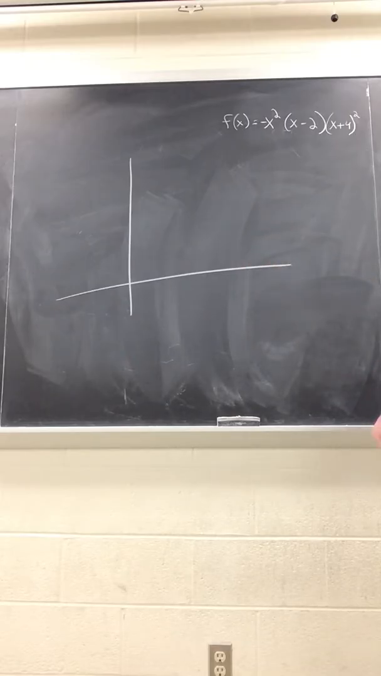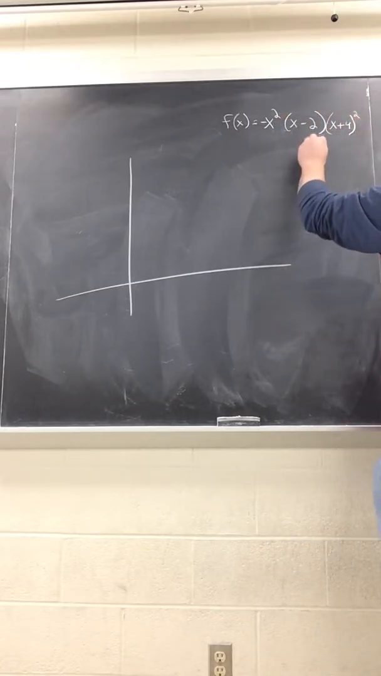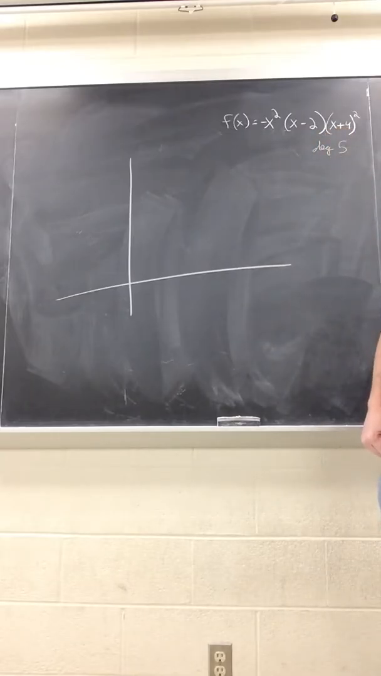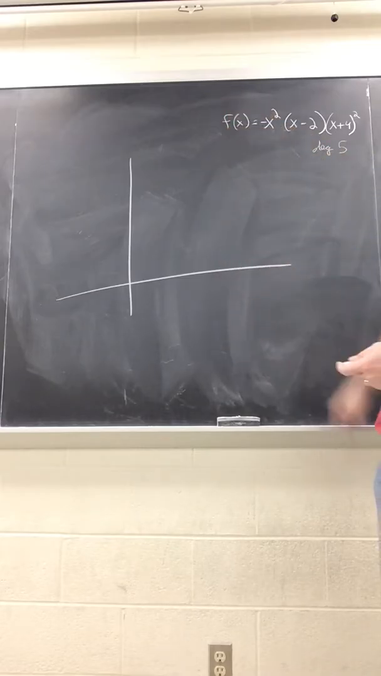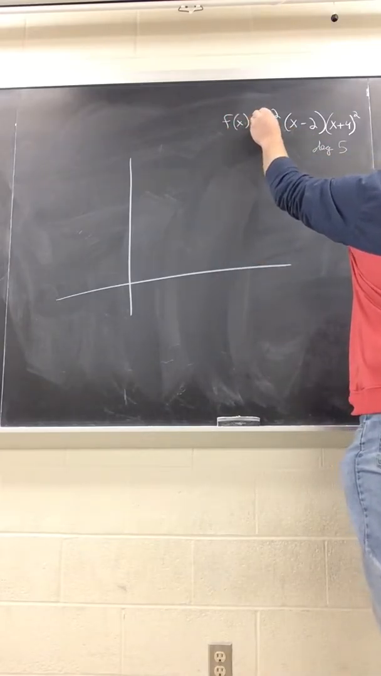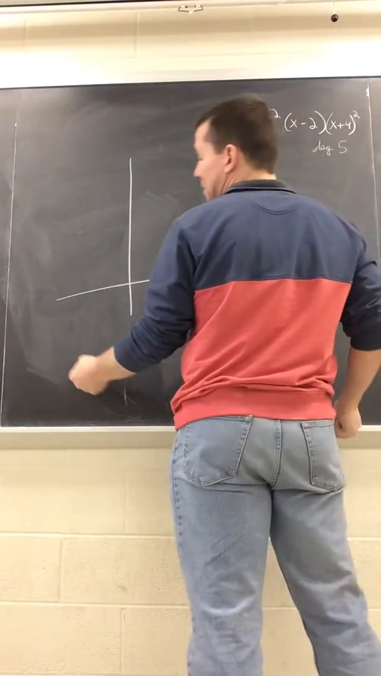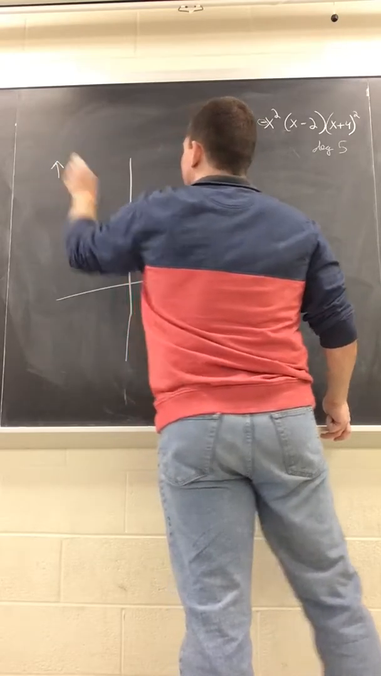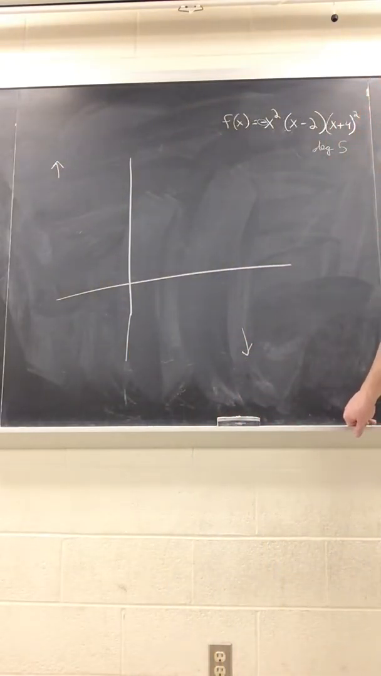So for this one, first off, find the degree. Count the powers of x. There's 2, there's 1, there's 2. So this is degree 5, which means it'll look like a cubic. Go from down to up, or up to down. The leading coefficient is negative, which means it's a cubic flipped, which means cubics normally go from bottom to top. This one will go top to bottom. Now we have our end behavior.